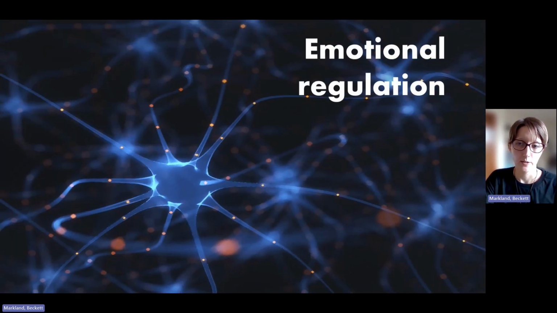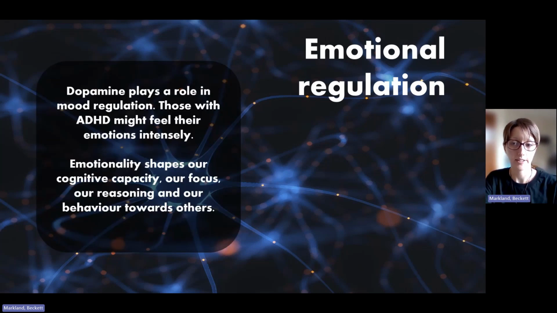Okay, so another key characteristic associated with ADHD is emotional regulation. And when speaking about dopamine before, I mentioned that it plays a role in mood regulation. So those with ADHD can often feel their emotions very intensely, and we might therefore see children in school become more easily frustrated, upset, excitable, perhaps more impatient than their peers. And as an obvious downside in the school setting, this has implications for learning and engagement.